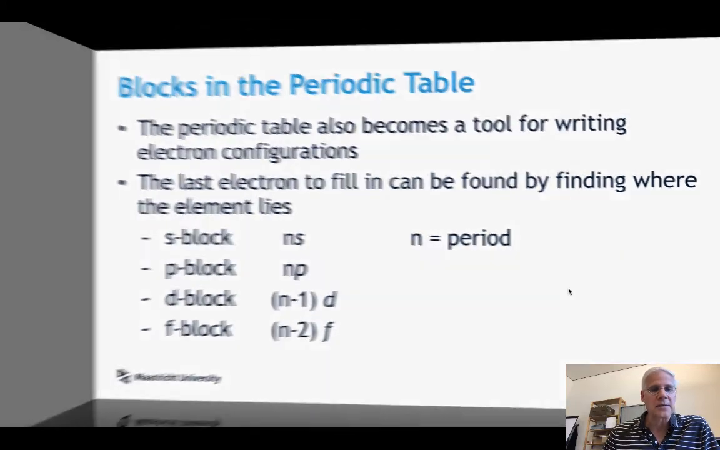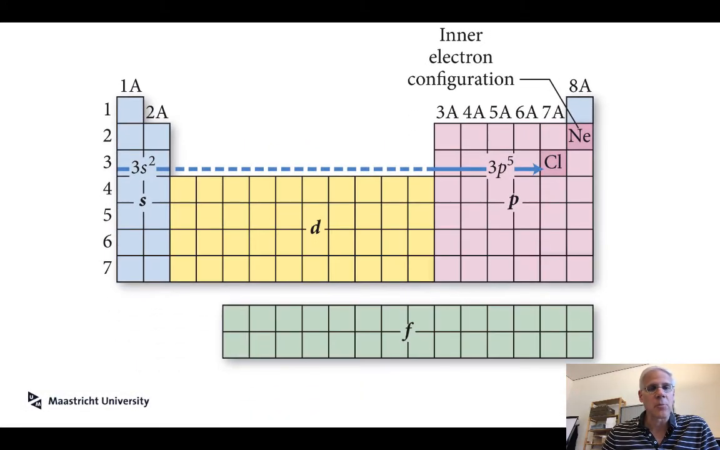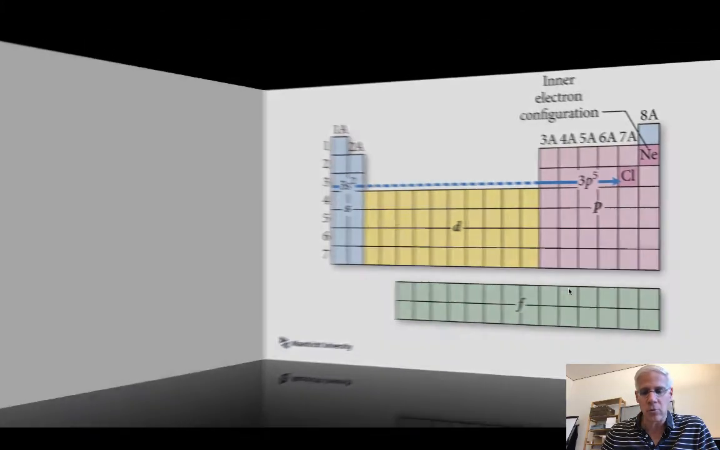Now, where do these blocks lie on the periodic table? Okay, well, we have an S block here, our first 2 columns. The D block are where the transition metals are. The P block are the 6 rightmost columns in the periodic table, and then we get the F blocks down here below everything. But if we look at something like chlorine, we can track chlorine's electron configuration as we go across the periodic table.